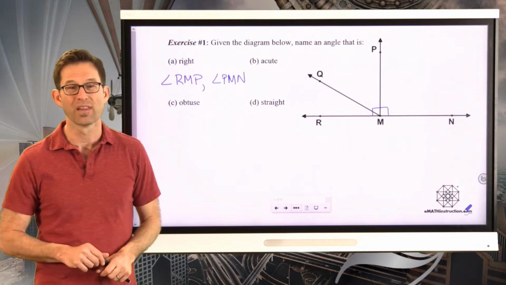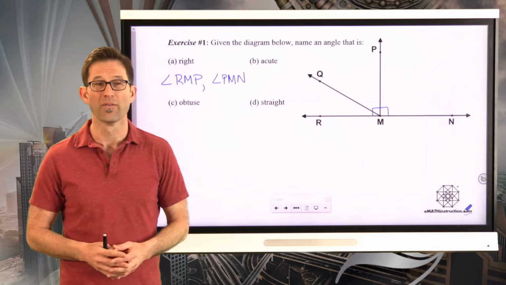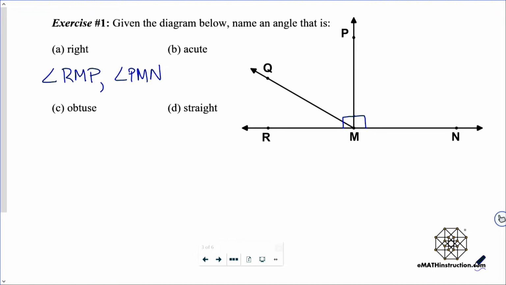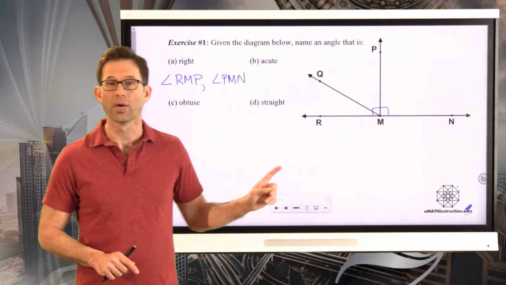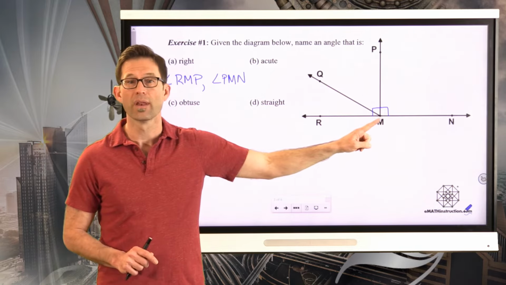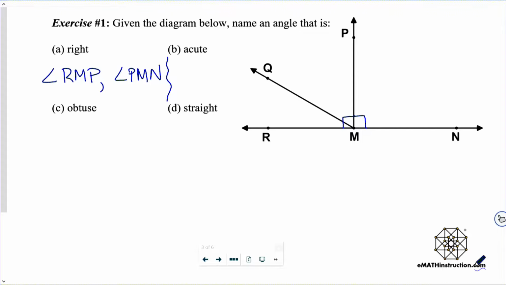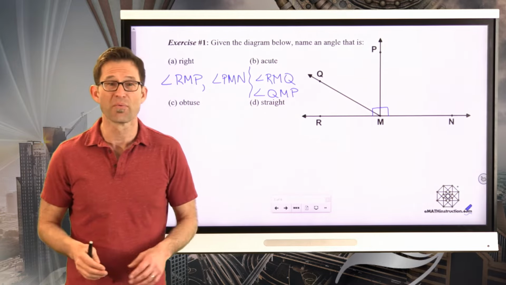Let's talk about acute angles in letter B. Now, there are two acute angles in this picture. I'd like you to name either one of them. Pause the video now. All right, well, we have one acute angle that's created by ray MR and MQ. We have another acute angle that's created by ray MQ and MP. Either one of those would be fine. So I'm going to start with angle RMQ, but I'm also going to list angle QMP. You only really have to list one of them according to the directions of the problem, but there are two.